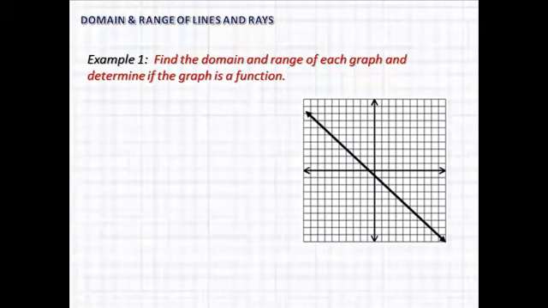Alright, this first example, we're going to find the domain and range of the graph, and we're going to determine if the graph is a function. One thing when you look at this, you'll notice that our graph is actually a line this time. It doesn't have an endpoint on either end. Those arrows at the end mean it goes forever in that direction. So this graph is a true line, and it doesn't have any breaks, and if it continues going all the way in a direction, we're going to call that infinity.